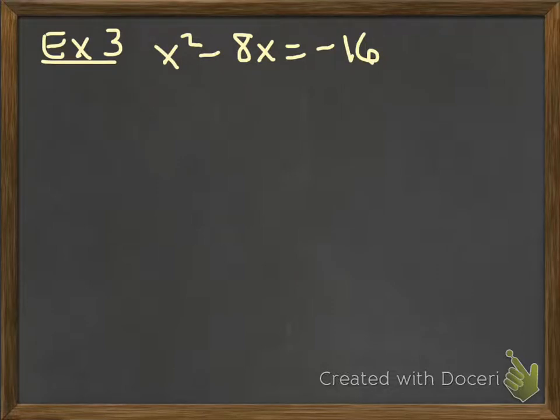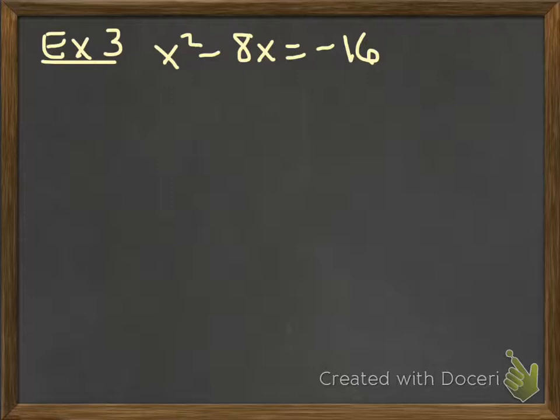Okay, on example 3, it's not factored yet. In example 1 and example 2, it was already in parentheses, so you can just find the two answers that work. From example 3, 4, 5, and 6, you have to put it into parentheses, so you have to find the product and then make it equal 0, factor it, and then find the answers.